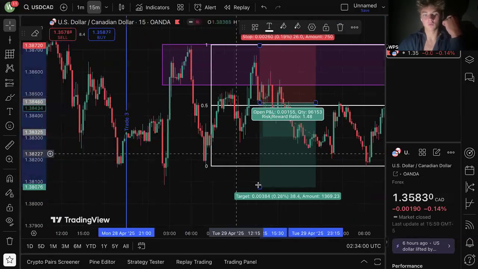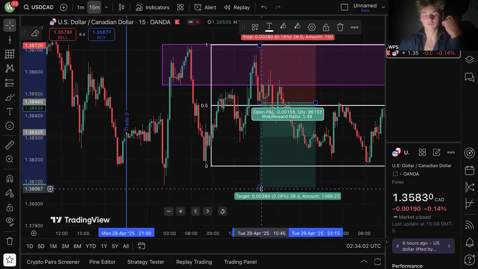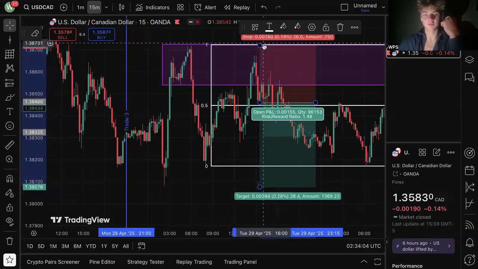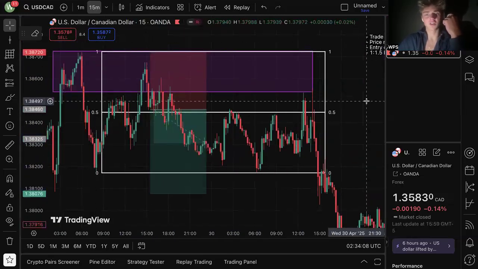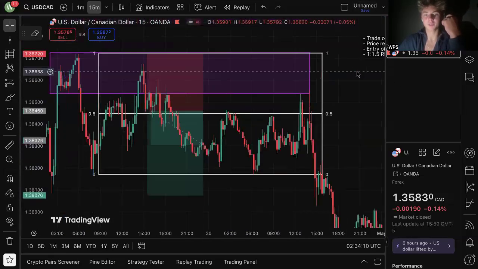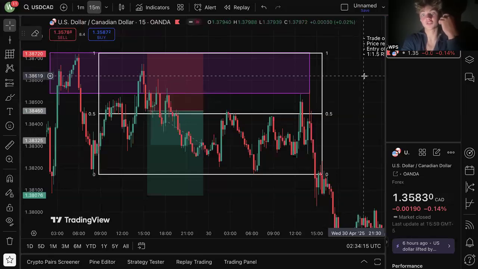Then a 1 to 1.5 with take profit below here, stop loss above here, standard trade because I feel solid about this trade and that it would go well given the confluences. I feel like I would risk up to 1% on this trade.